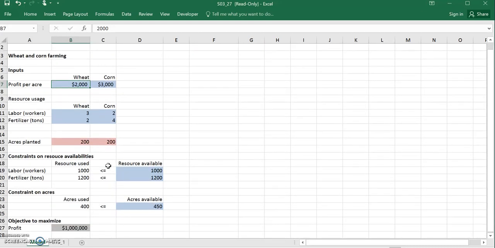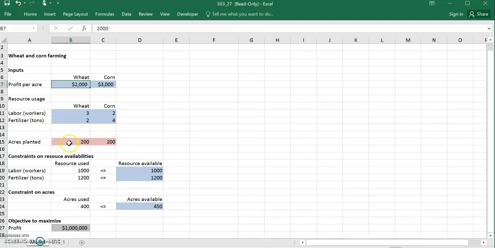But in any case, this is just given information from the problem, as is this text right here where it says wheat takes 3 workers and 2 tons of fertilizer and corn takes 2 workers and 4 tons of fertilizer. This acres planted that's highlighted in light pink, whatever we want to call that, tells us how many acres of wheat and corn should be planted. So you reference acres planted, wheat, corn, okay?